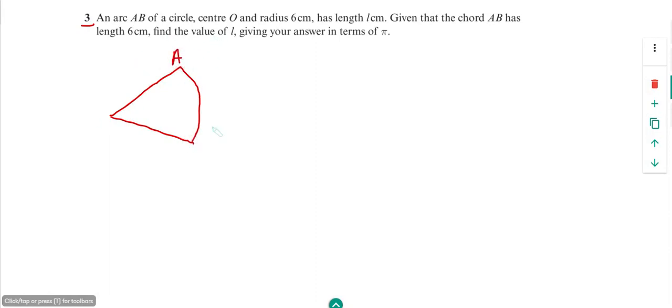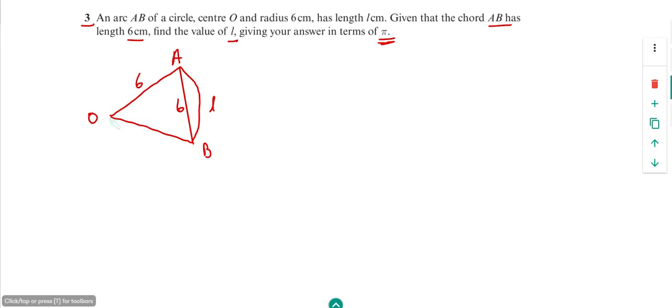So we've got A, B, centre O. We've got radius is 6. And we're told that this arc length is L centimetres. We're also told that we've got a chord AB and that's got length 6 centimetres. So we've got a chord going from there to there, and that's length 6 centimetres. So we've got to find the value of L, giving our answer in terms of pi.